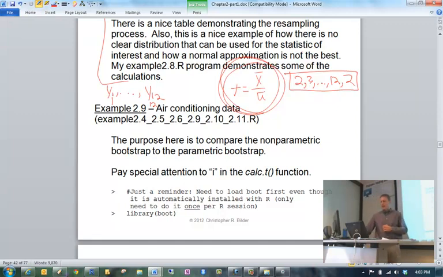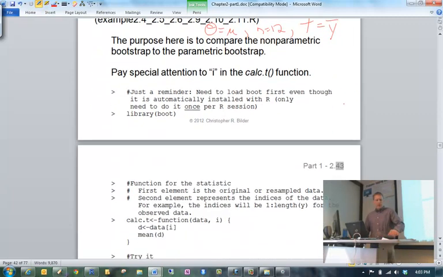So let's talk about this air conditioning data example once again. What we're interested in is theta, which is the population mean in terms of the number of hours that these air conditioners last. And we have a sample of size 12. With this sample, we calculate our statistic T, which ends up simply being the sample mean. So to do the non-parametric bootstrap in R using the boot function, first of all, we need to tell R that we're going to use the boot library, the boot package, I should say.